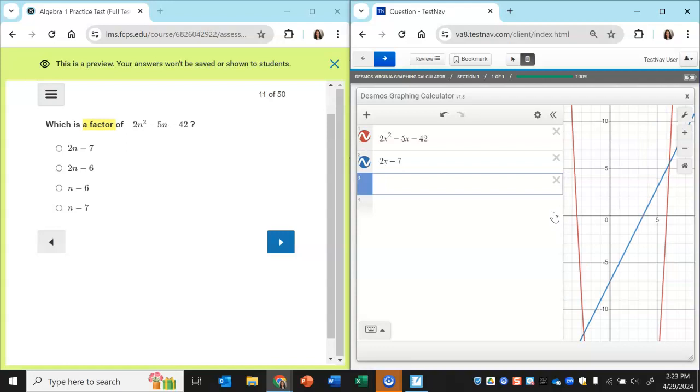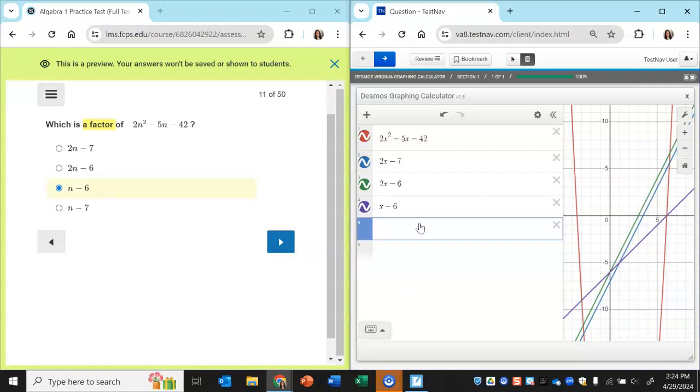That one doesn't work. That one doesn't work. That one works right there. So that's the answer actually. But you can always check. See, this one also doesn't work. It doesn't have the same x-intercept. So do this nice little trick in Desmos whenever it's asking you for a factor.